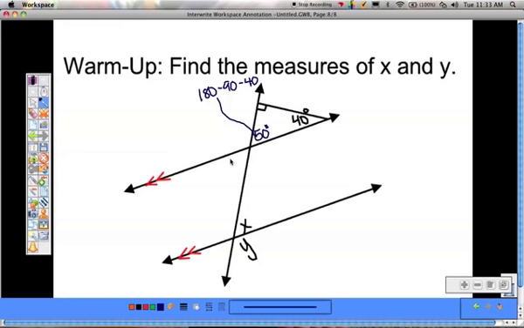All right, we know vertical angles are congruent, so this is 50 degrees. We know a straight line, there's 180 degrees. So 180 minus 50 is 130. So this angle is 130 and this is 130.